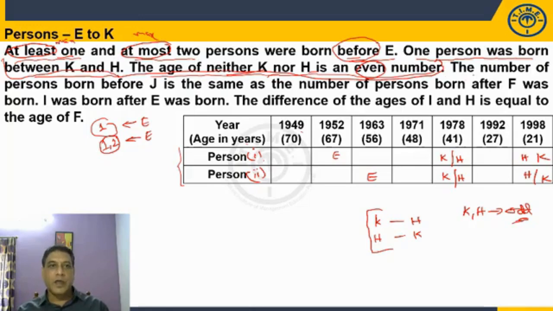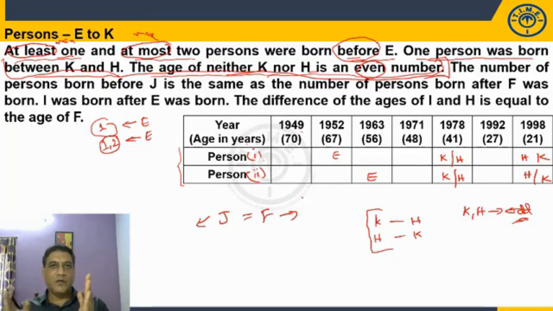Then, till now we have used the information: the number of persons born before J is the same as the number of persons born after F. So what does this statement mean? This statement means that if we take J at a particular distance from this end, we have to take F at the same distance from the other end.